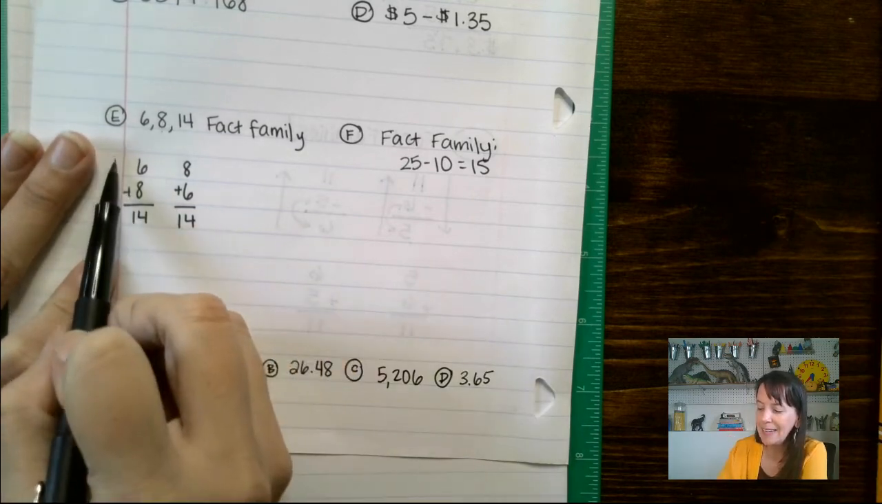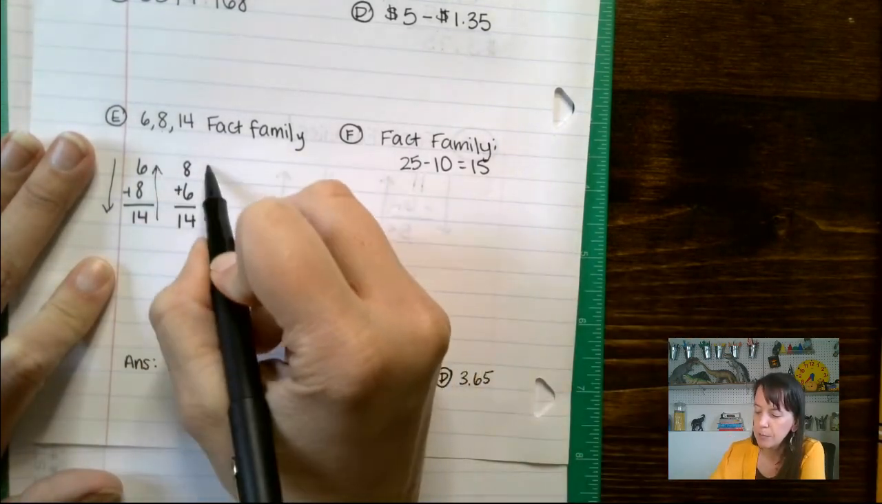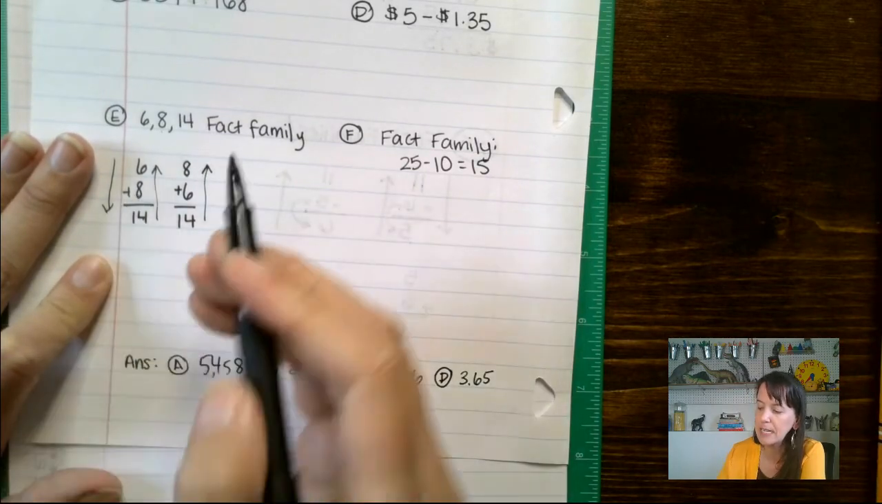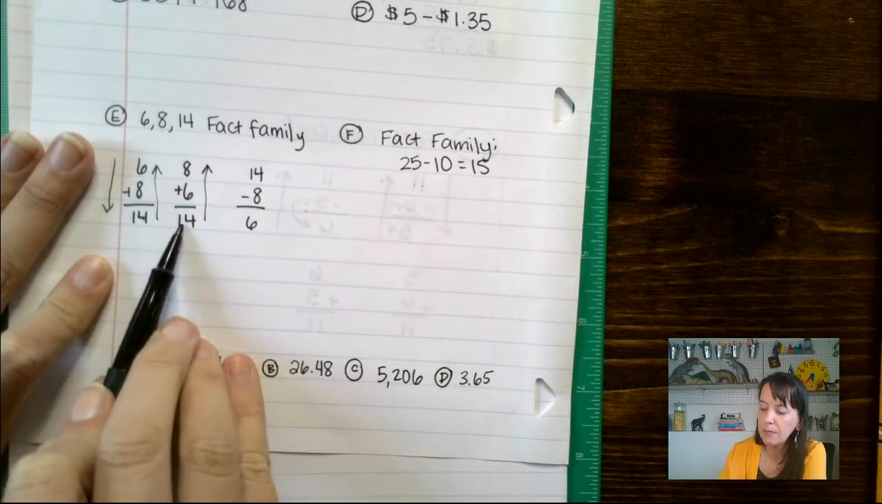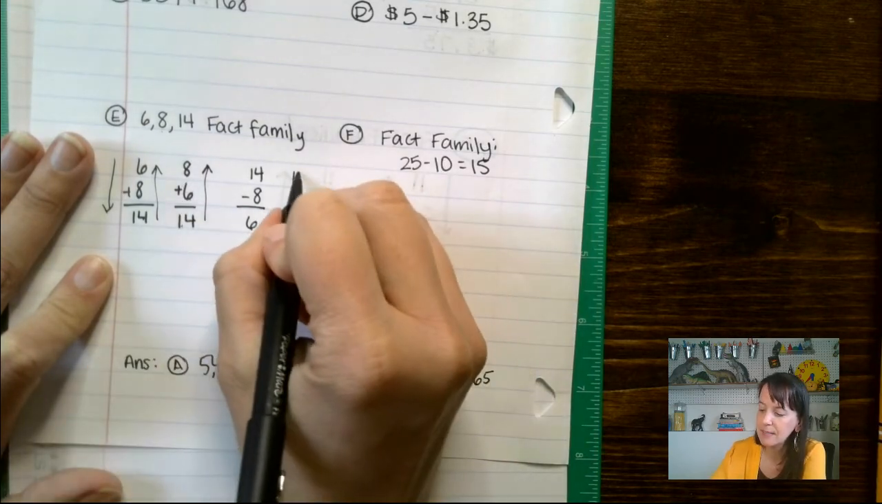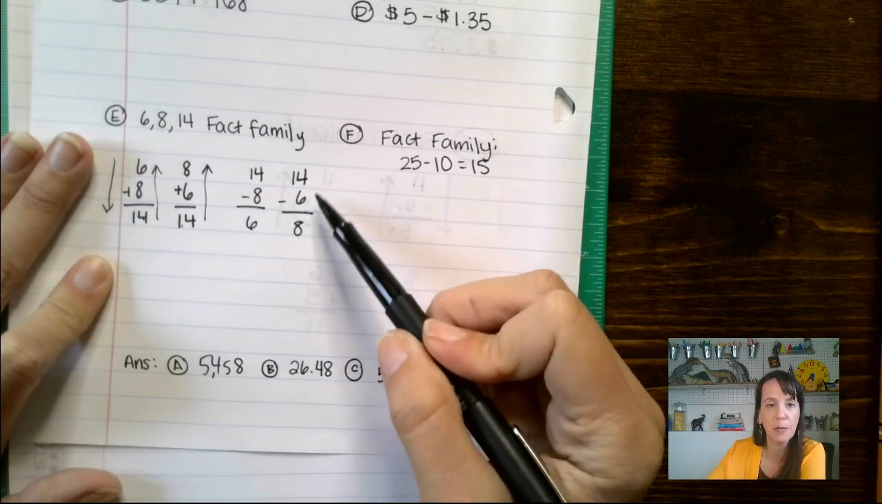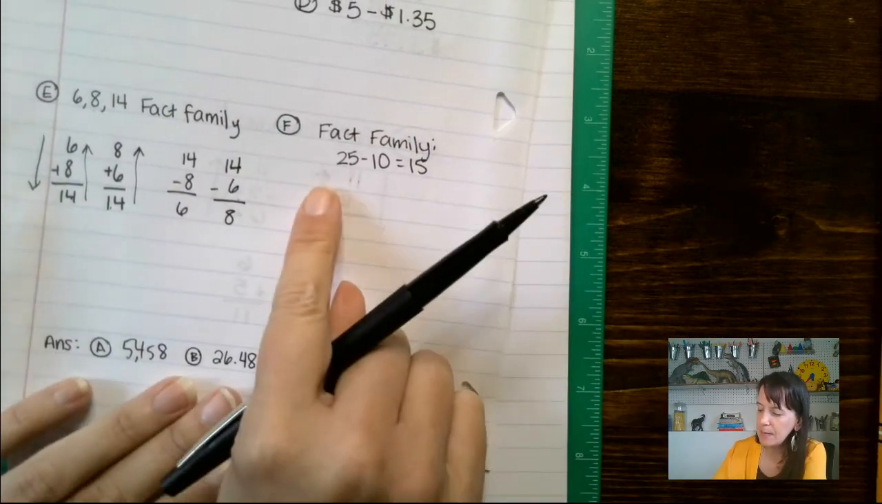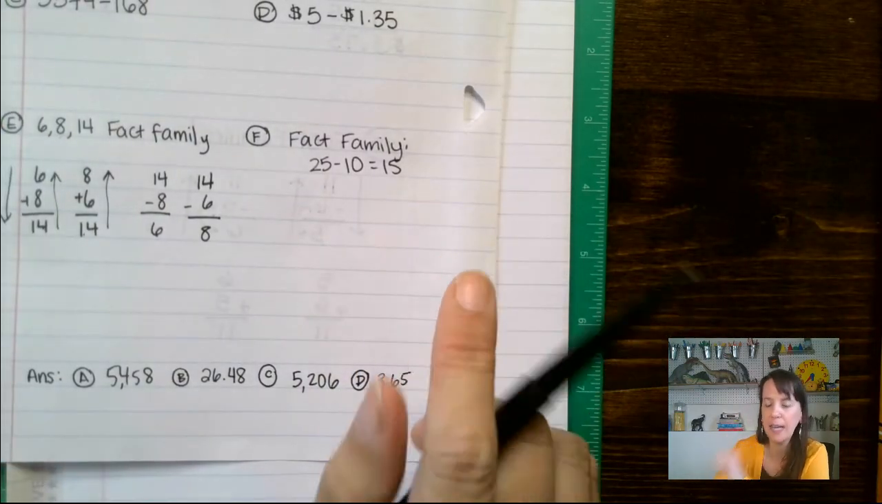Now we're adding in this direction, which means we can subtract in that direction. So 14 minus 8 gives us 6, and 14 minus 6 gives us 8. And you will see that we're subtracting, we flip those bottom ones. All right, same thing for this guy. We've already got one of our fact families here. And remember, on subtraction, you can flip the last two.